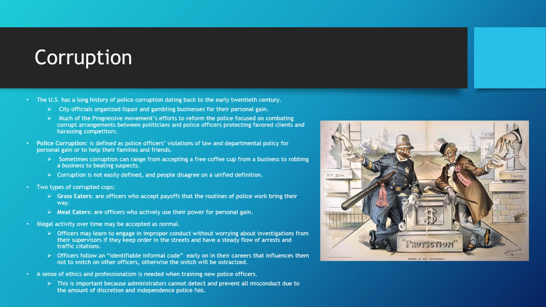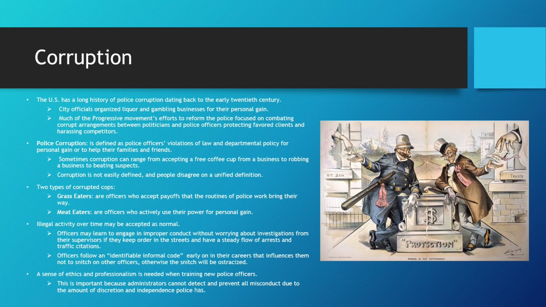This feeds into the definition of what police corruption is, and it can be defined as police officers' violations of law and departmental policy for personal gain or to help their families and friends. Sometimes corruption can range from accepting a free cup of coffee from a business to robbing a business to beating suspects. Corruption is not easily defined, and people tend to disagree on a unified definition.